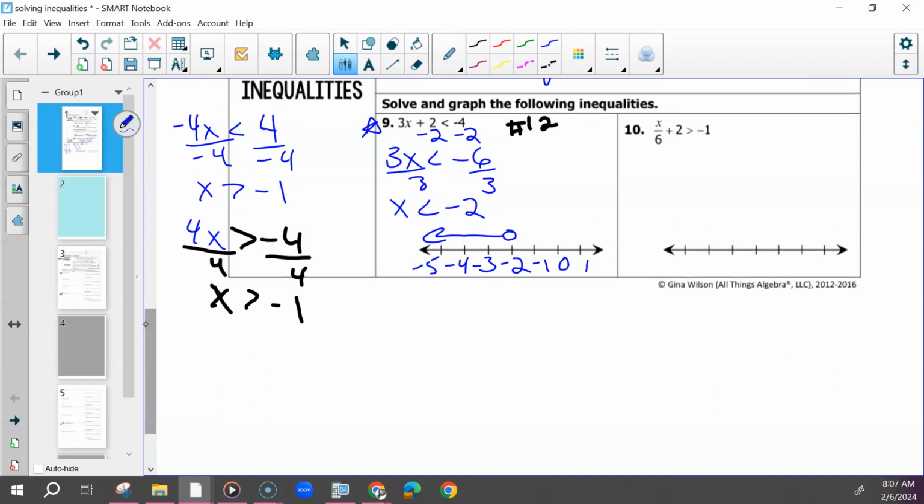Okay, let's try 6. How would we solve that? Subtract 2 from both sides. We have x over 6 is greater than -3. And then multiply both sides by 6. If this 6 was negative, then I would be changing the sign, but because it's not, the sign's going to stay the same.